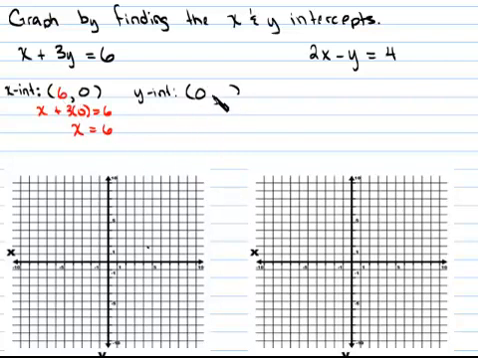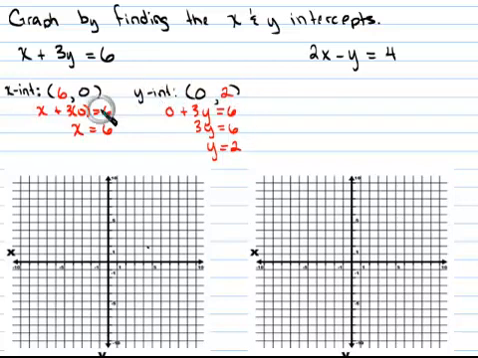For the y-intercept, we know that our x value is going to be 0. So in the same equation, we're going to plug in a 0 for x, and we have to figure out what our y-intercept will be. That 0 is gone, so it's just 3y equals 6. Divide both sides by 3, and you're going to get that the y-intercept is 2. But you would write it like this, 0, 2.